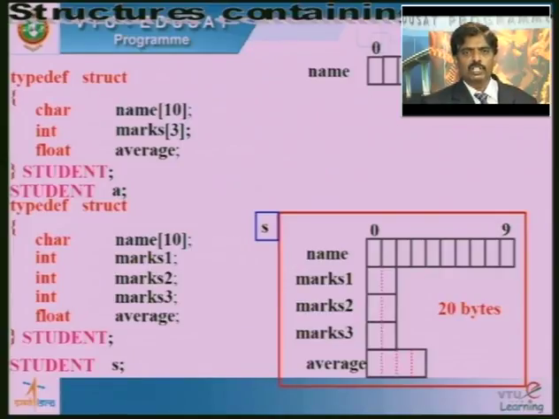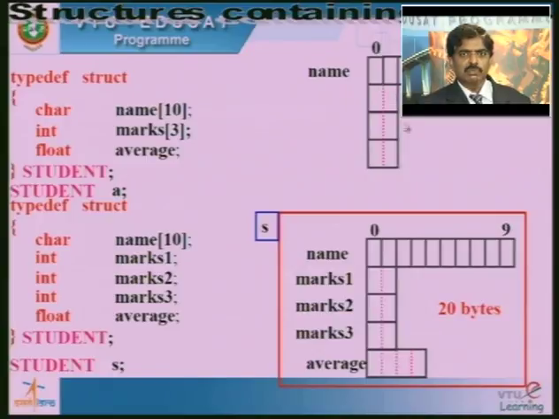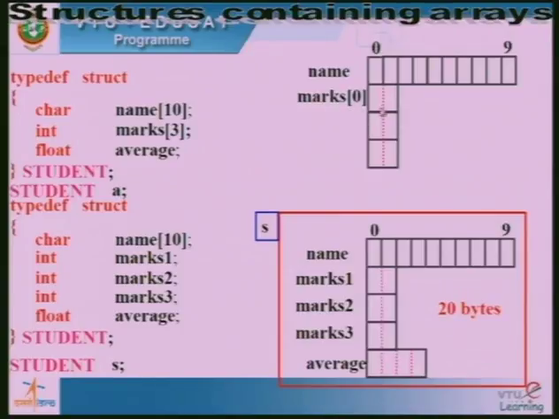Memory will be allocated for name having how many bytes? 10 bytes. Then we have marks. Totally we have marks as an array. When I say array of how many integers? 3 integers. So, 2 bytes for the first integer, another 2 bytes for the second integer, another 2 bytes for the third integer. So, totally we have 3 integers, each of which takes 2 bytes. So, what is the common name given for this? Marks. So, this field is identified by marks of 0, this field by marks of 1, this field by marks of 2, and so on.